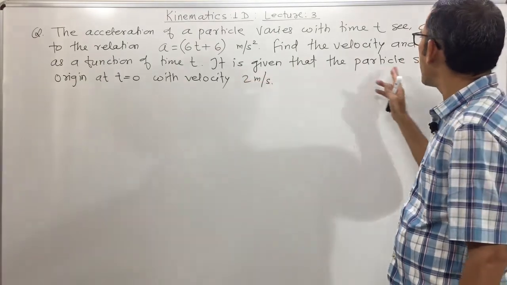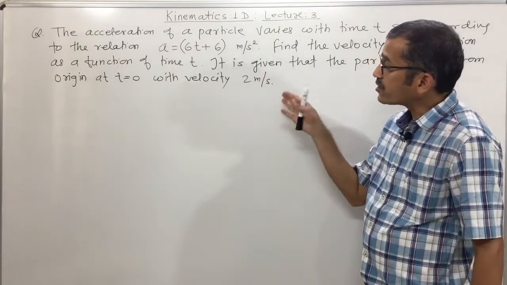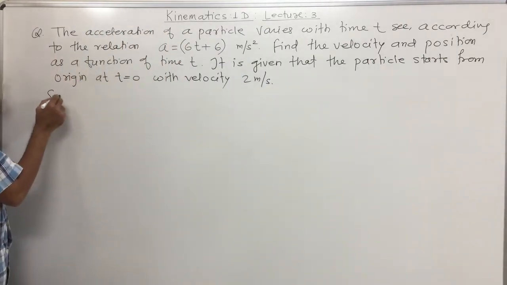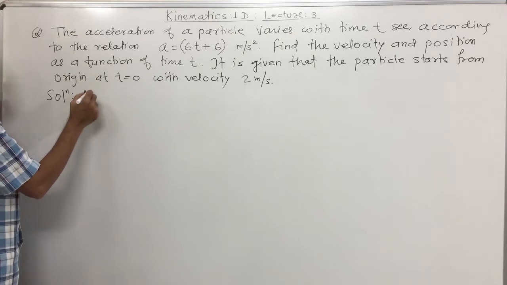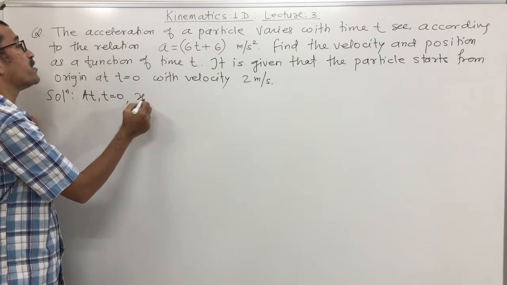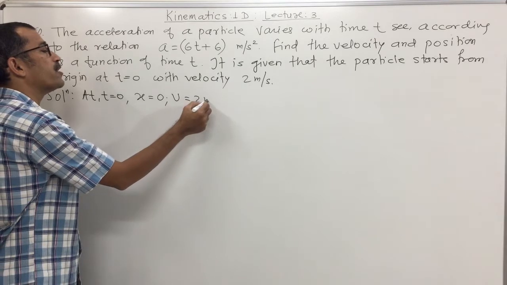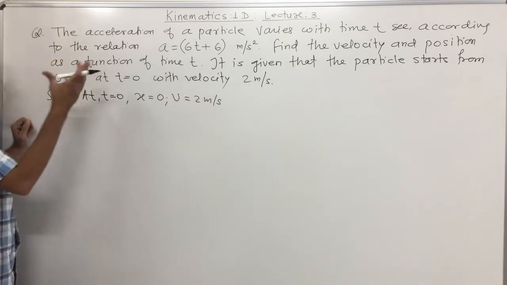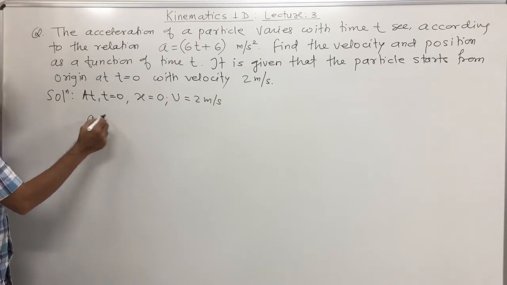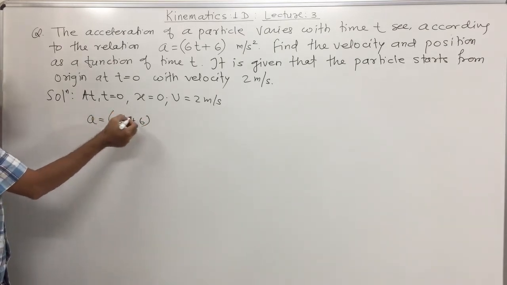Some condition is given. It is given that the particle starts from the origin at t equal to 0 with velocity 2 meter per second. What is the meaning of this data? At t equal to 0, it starts from the origin, meaning x or s is 0, and velocity is 2 meter per second. Simply you have to find the equation of velocity and the equation of position. Simple. A is 6t plus 6, in terms of time t.